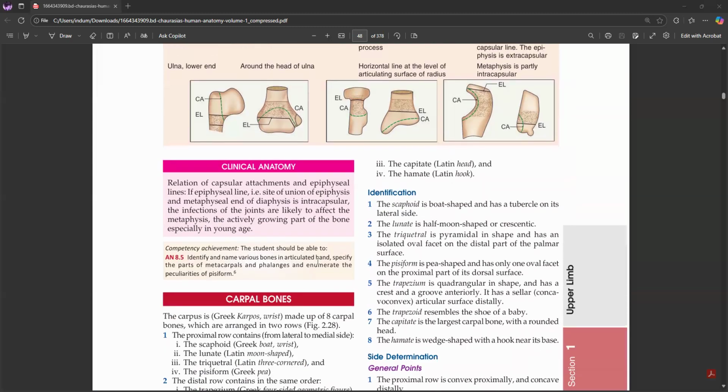Clinical anatomy. Relation of capsular attachments and epiphyseal lines. If epiphyseal line, that is site of union of epiphysis and metaphyseal end of diaphysis, is intracapsular, the infections of the joints are likely to affect the metaphysis, the actively growing part of the bone, especially in young age.